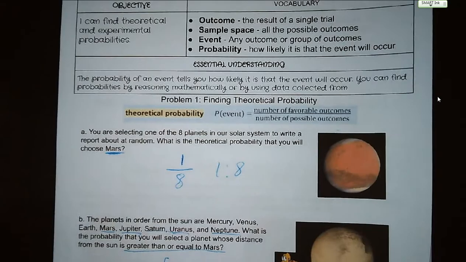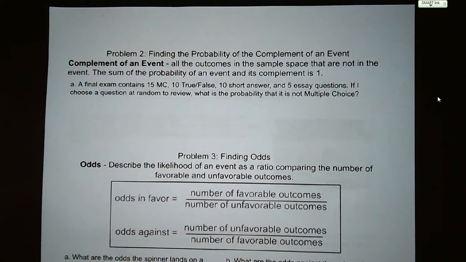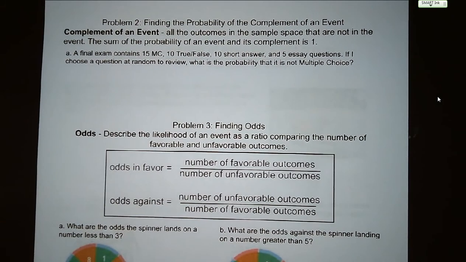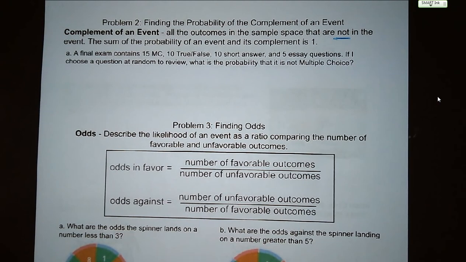All right. Moving on to the next page, problem 2. Finding the probability of the complement of an event. Now, the complement of an event is all of the outcomes in the sample space that are not in the event. The sum of the probability of an event and its complement is going to be 1.